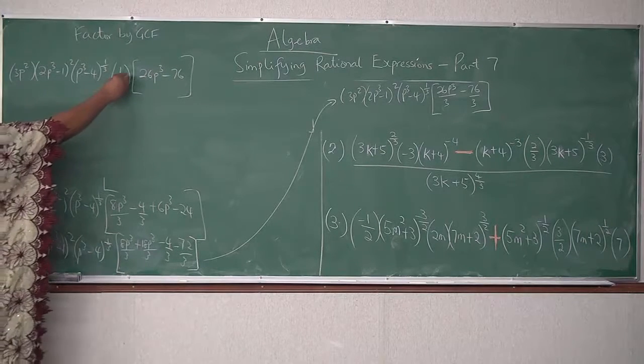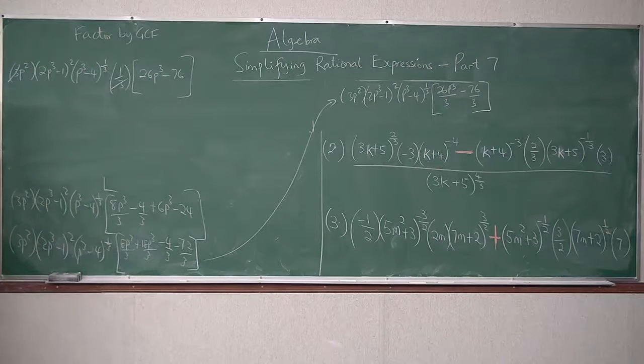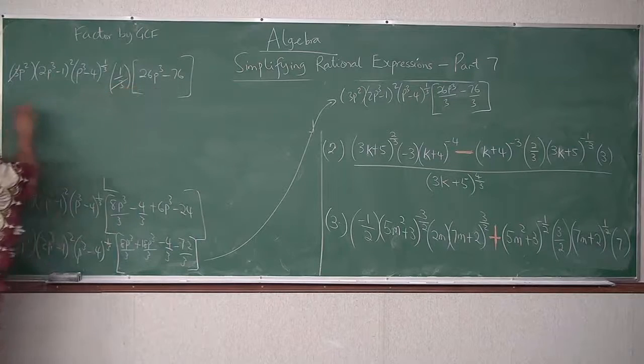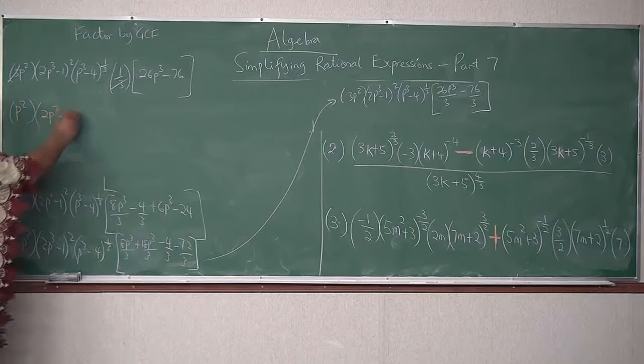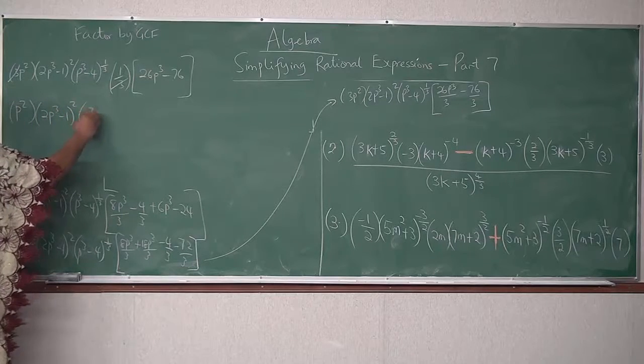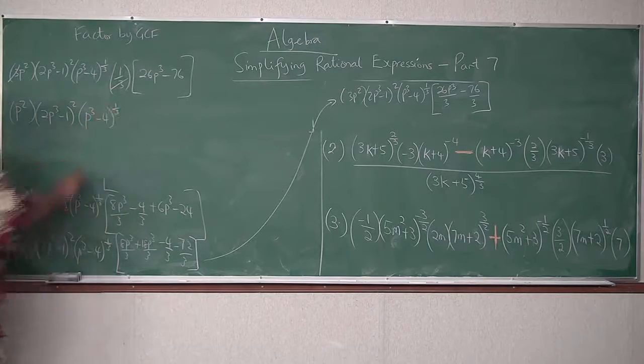So let's go ahead. 3 divided by 3 is 1. So that 1 is gone. We still factor this by GCF. So this is p squared times (2p cubed minus 1) all squared times (p cubed minus 4) exponent 1 over 3.